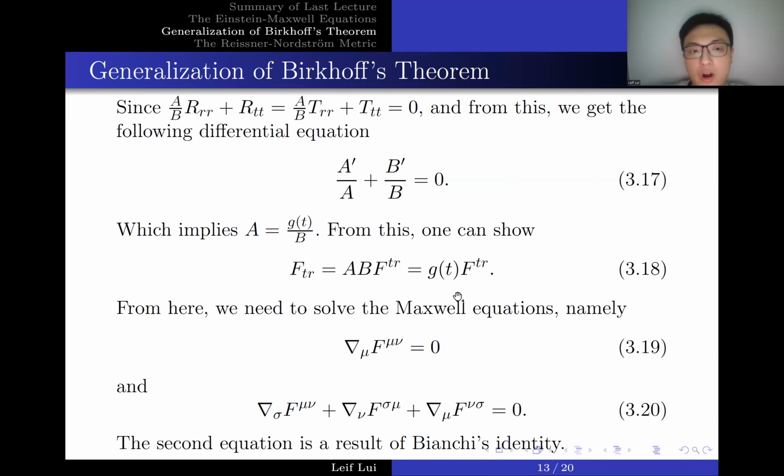And from here, to make progress, we need to solve the Maxwell equations, namely this one. If there were currents, this would be 4 pi J nu. But since we're considering the vacuum case, this is 0. And this other equation can be obtained by the Bianchi identity. I did discuss this in my lecture on optics that I've already released, so you should be somewhat familiar with these two equations.